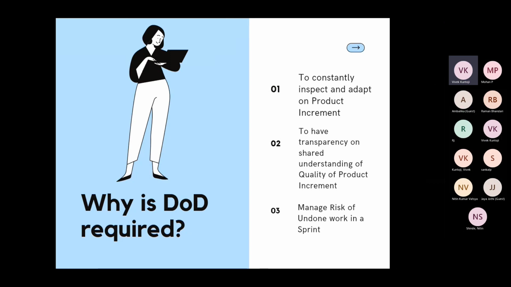So all those points you can just bring in together, and you can include that in your DOD. That way you would ensure that next time onwards you're managing the risk of incomplete work items. And if you notice in point number 1 and 2, it shows that it constantly helps us to inspect and adapt, and it allows us to have that transparency.